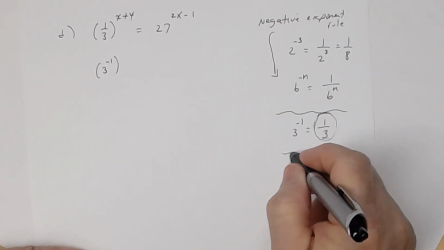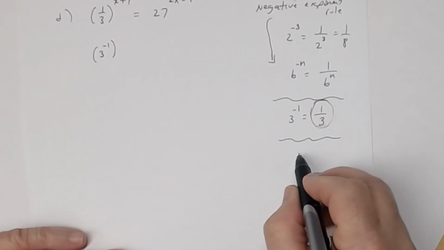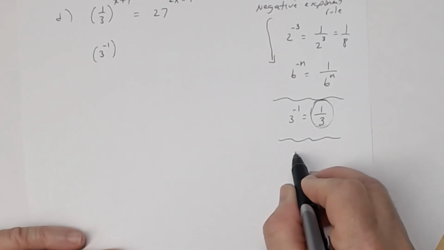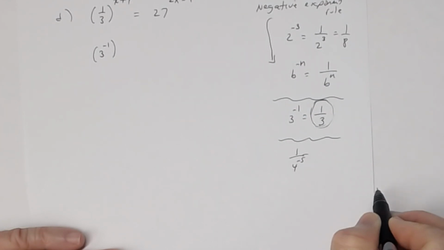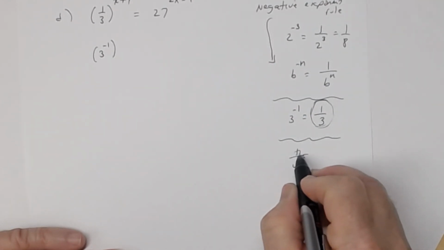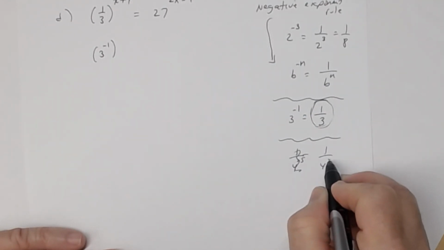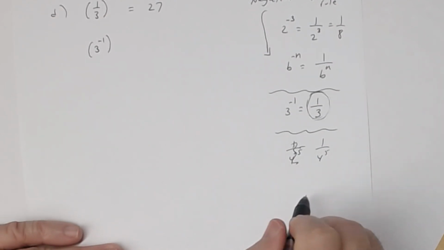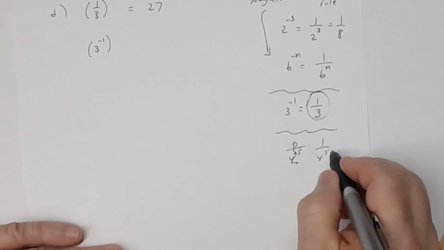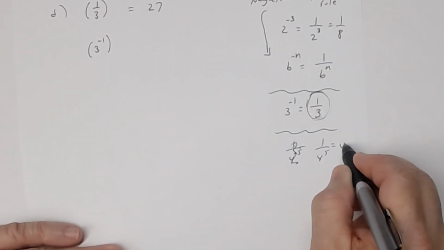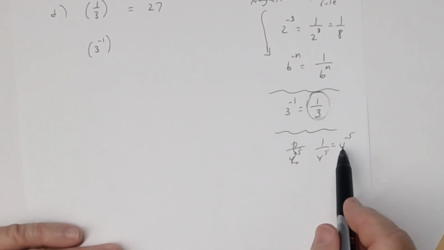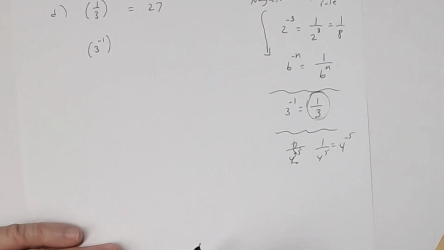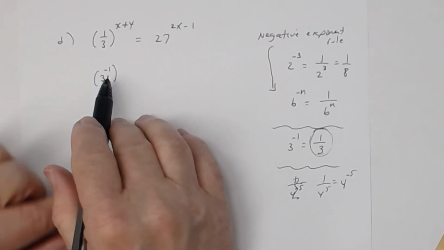All right, and so it's kind of like saying this. So let's say I had 1 divided by 4 to the fifth. So 1 divided by 4 to the fifth. According to the negative exponent rule, that's the same thing as saying 4 to the negative fifth. So 4 to the negative fifth is equivalent to 1 over 4 to the fifth. All right?